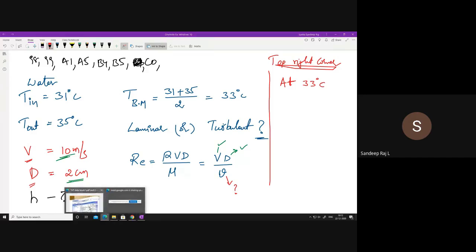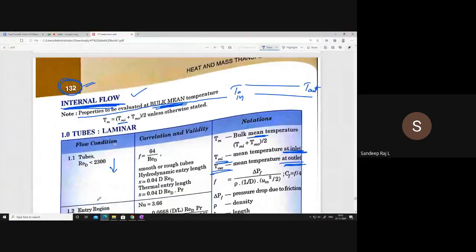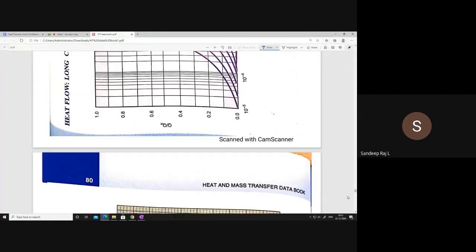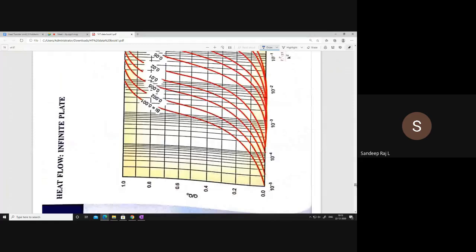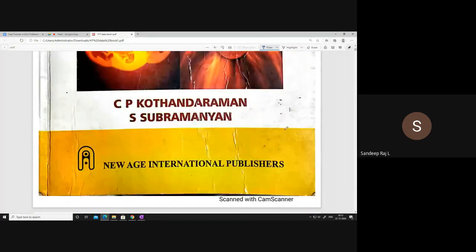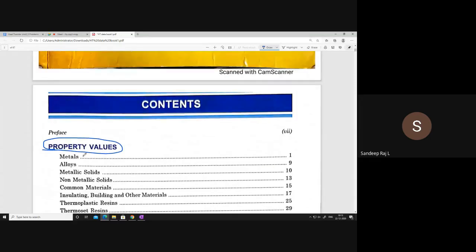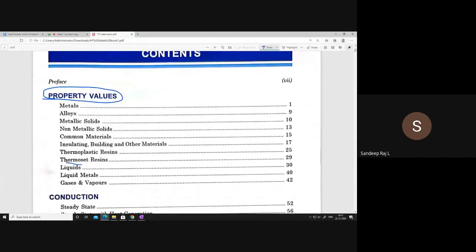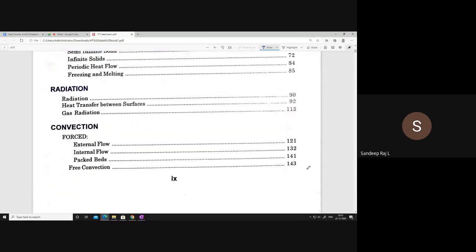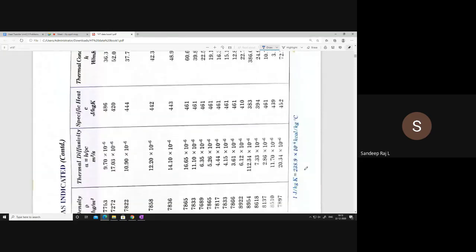For finding the property values, especially here, you need kinematic viscosity. For that, where do you have to go? You have to go to the properties of water. Where are the properties of water? Go to your index and look at the property values. You need it for water. Water is a liquid, so it is on page number 30. You have to remember page number 30 for water. That's a good practice.